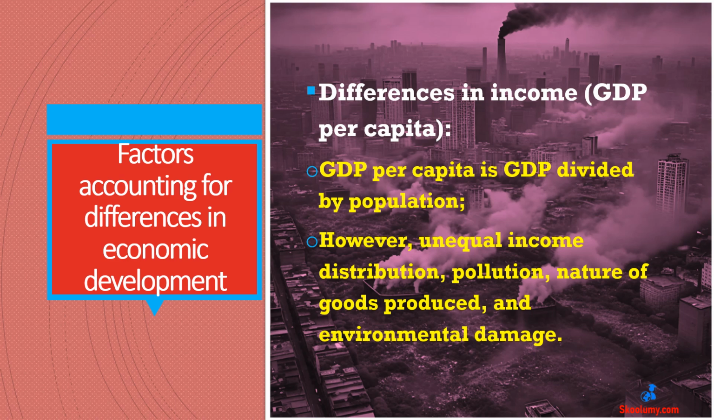Low income level leads to poverty and low quality of life, such as poor nutrition and lack of access to healthcare. However, GDP does not account for income inequality, pollution, nature of goods produced, and environmental damage.